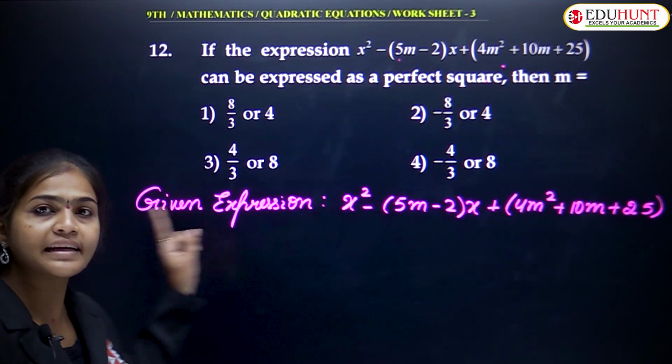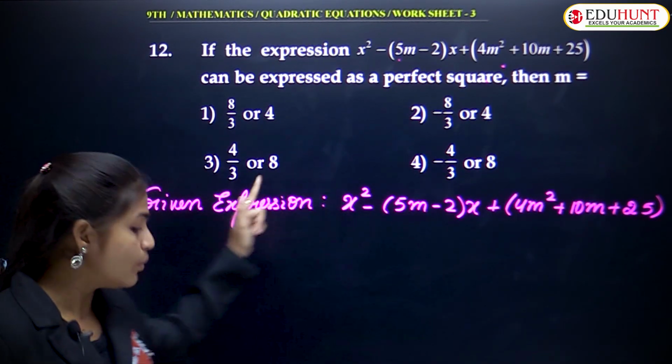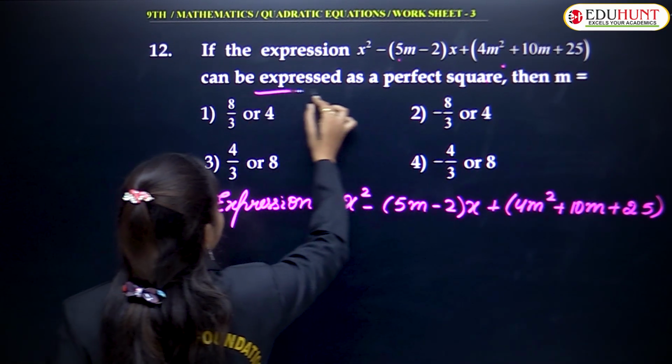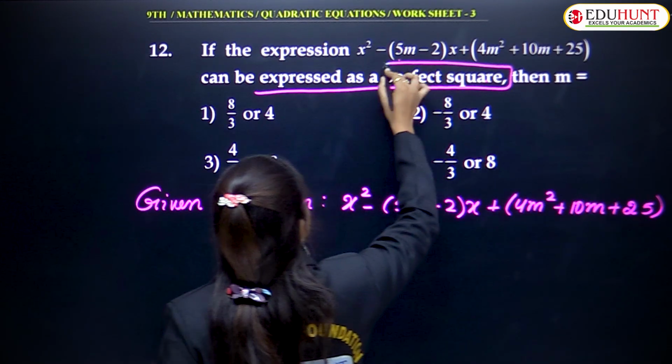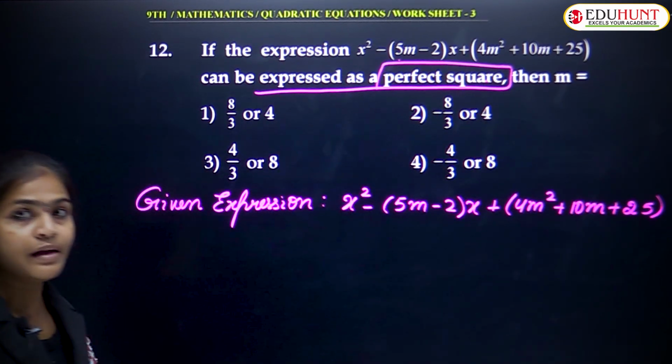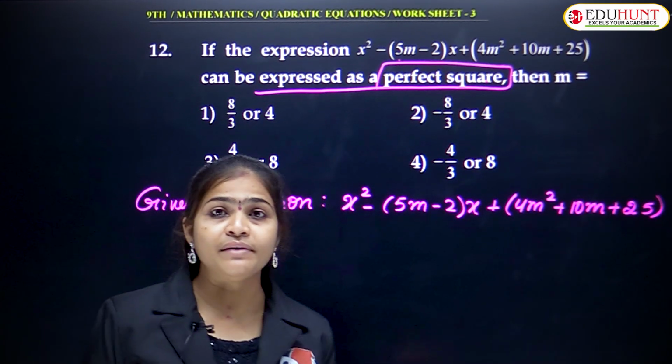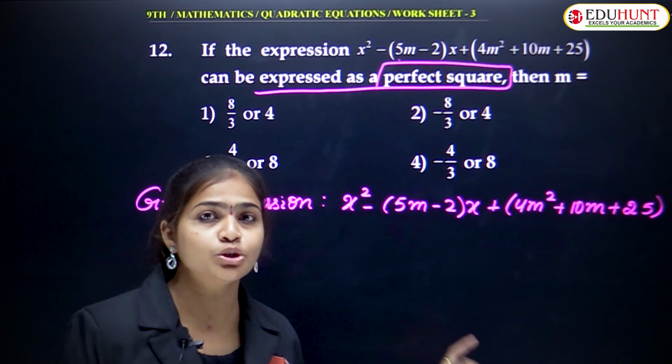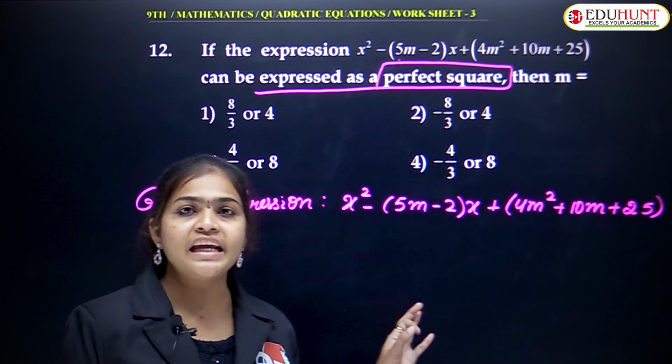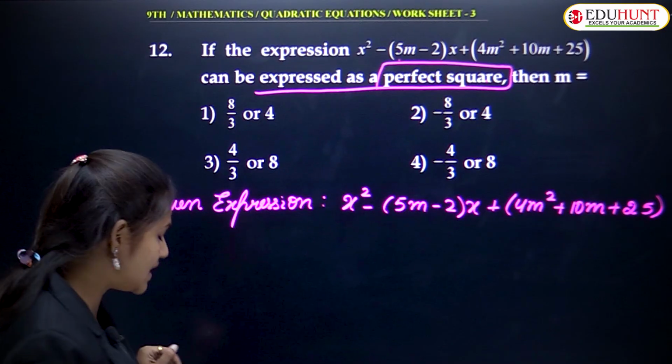Okay, and here they have given one of the conditions also. What is that? It can be expressed as a perfect square. So children, when can we say that a given expression can be shown as a perfect square? If delta is equal to 0.